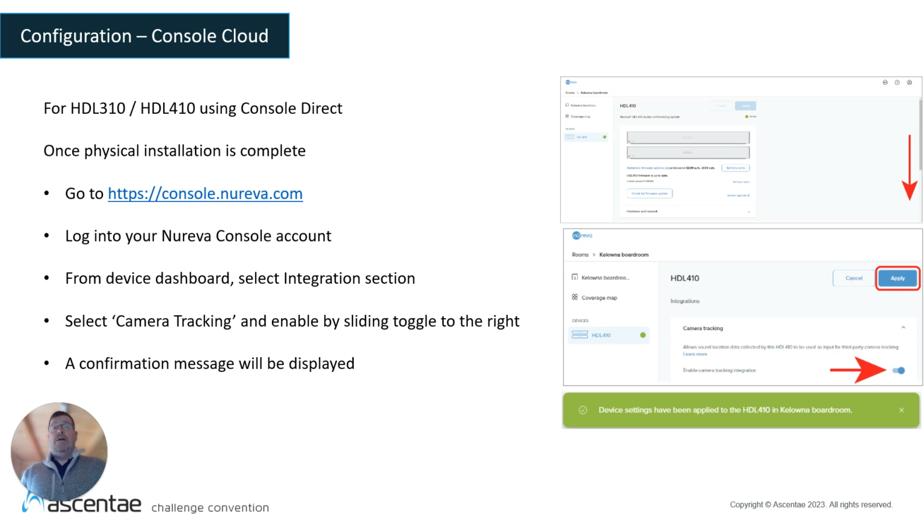If you're using Console Cloud, the approach is basically the same. You go to console.nureva.com, log in, and select the room that you want to work on. Once you've done that, you go to the integration section, select camera tracking in exactly the same way, and you'll get a confirmation message. From now on, the process in both Console Client and Console Cloud is exactly the same.